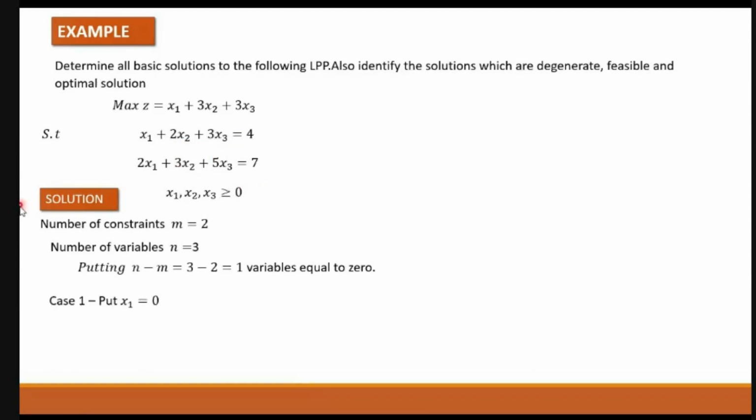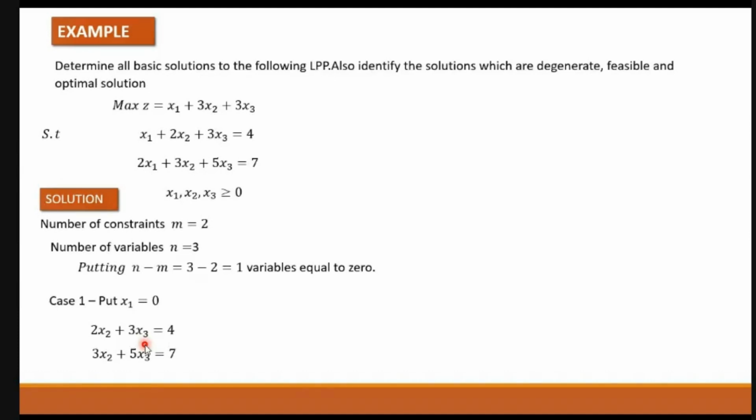Suppose I take x1 equal to 0 from these. If x1 is 0, what are the remaining equations we get? 2x2 plus 3x3 equal to 4, 3x2 plus 5x3 equal to 7. Solve these 2 equations using calculator and tell me the values of x2 and x3.